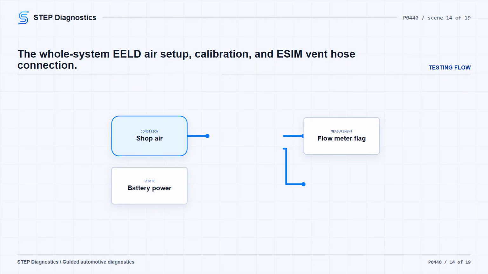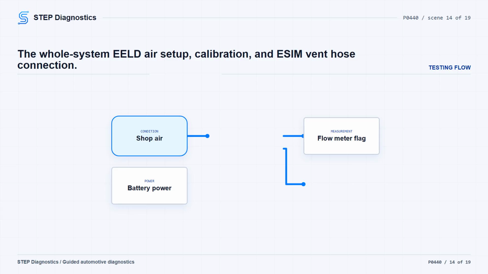For a whole system test, use the tester and the proper adapter. Connect the red lead to battery positive and the black lead to battery negative. Connect shop air. Set the tester to AIR. And calibrate the flow meter by blocking the tester air supply tip while pressing the remote start button.